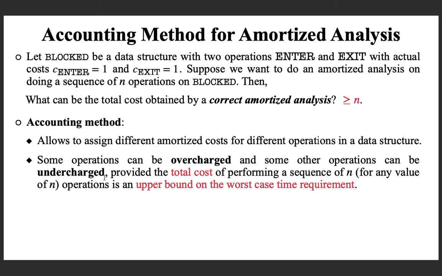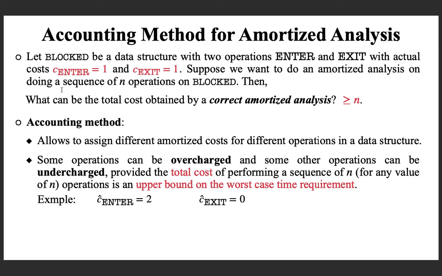I think now you are getting me. So some operations can be overcharged, and that overcharged amount can be maintained as credit, and later that can be used to pay for future purchases, or maybe to pay for the time taken for future operations. Okay, we can see an example.